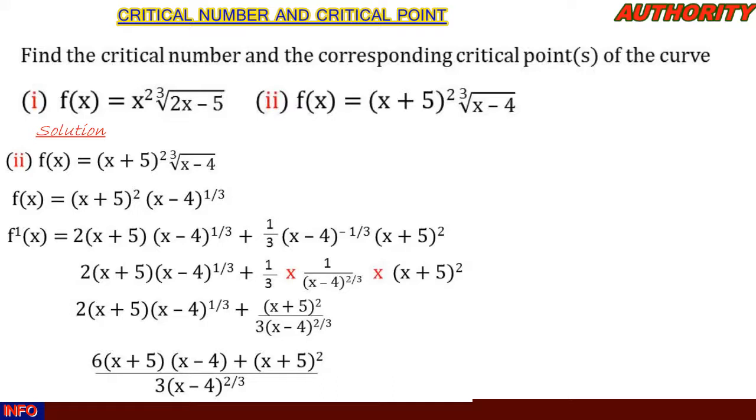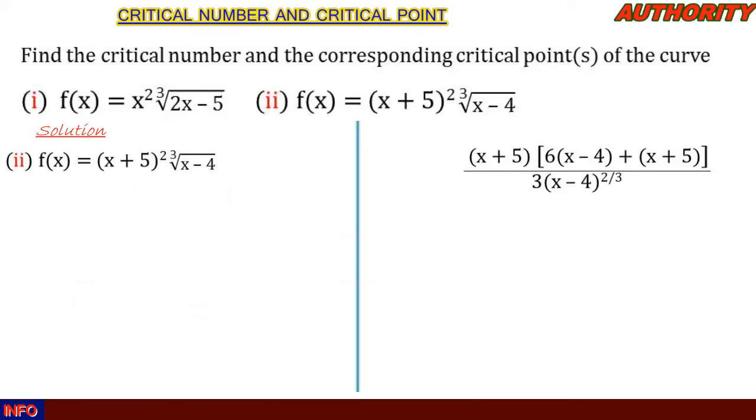So when we factor out x plus 5 from the left hand side, we are going to have 6 open bracket x minus 4 remaining, plus when you factor out x plus 5, here we have x plus 5 squared, so you factor out 1 x plus 5, so 1 x plus 5 will be remaining, so that when you use this x plus 5 to open this big bracket, it's going to give you the same term as above. All over we have 3 open bracket x minus 4 close the bracket raised to power 2 all over 3.